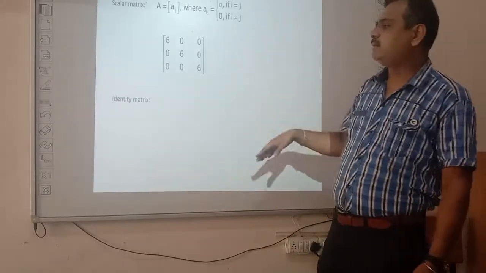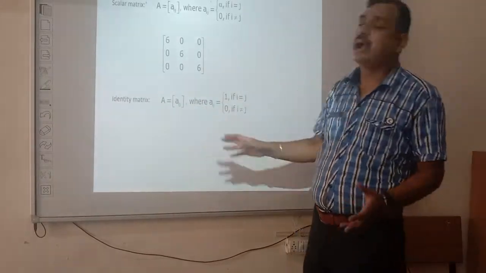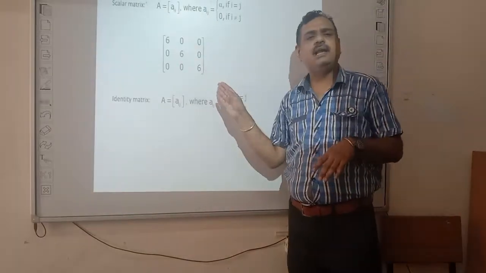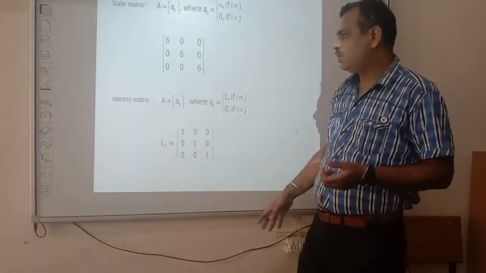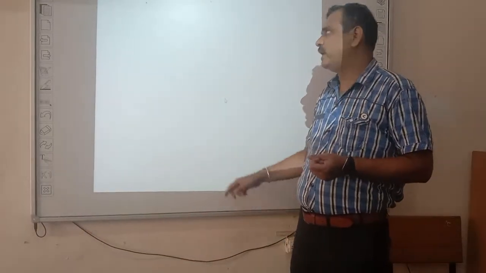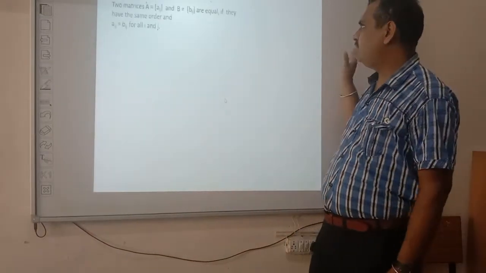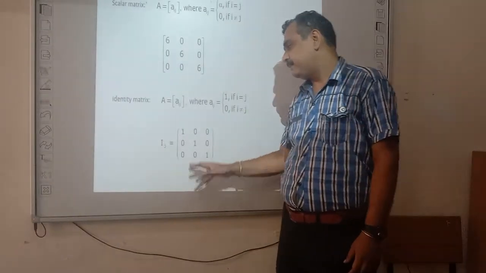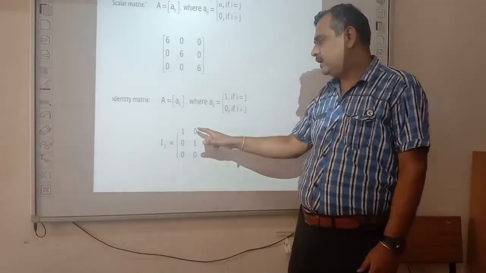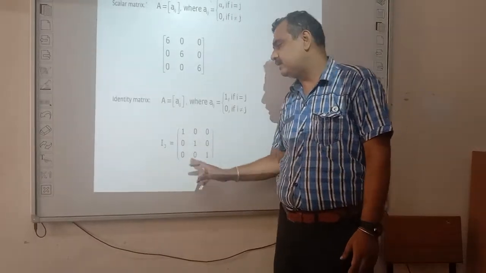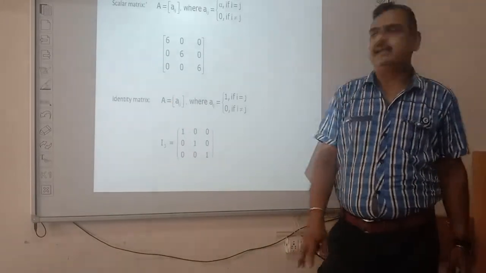Okay, one more matrix, the identity matrix. The identity matrix is a special type of scalar matrix where all the diagonal elements equal 1. So if Aij, i equals j, equals 1, then, show the previous slide please. Yes, I3: it is 1 1 1, all diagonal elements are 1 and the rest of the elements are 0. So this type of matrix is an identity matrix.